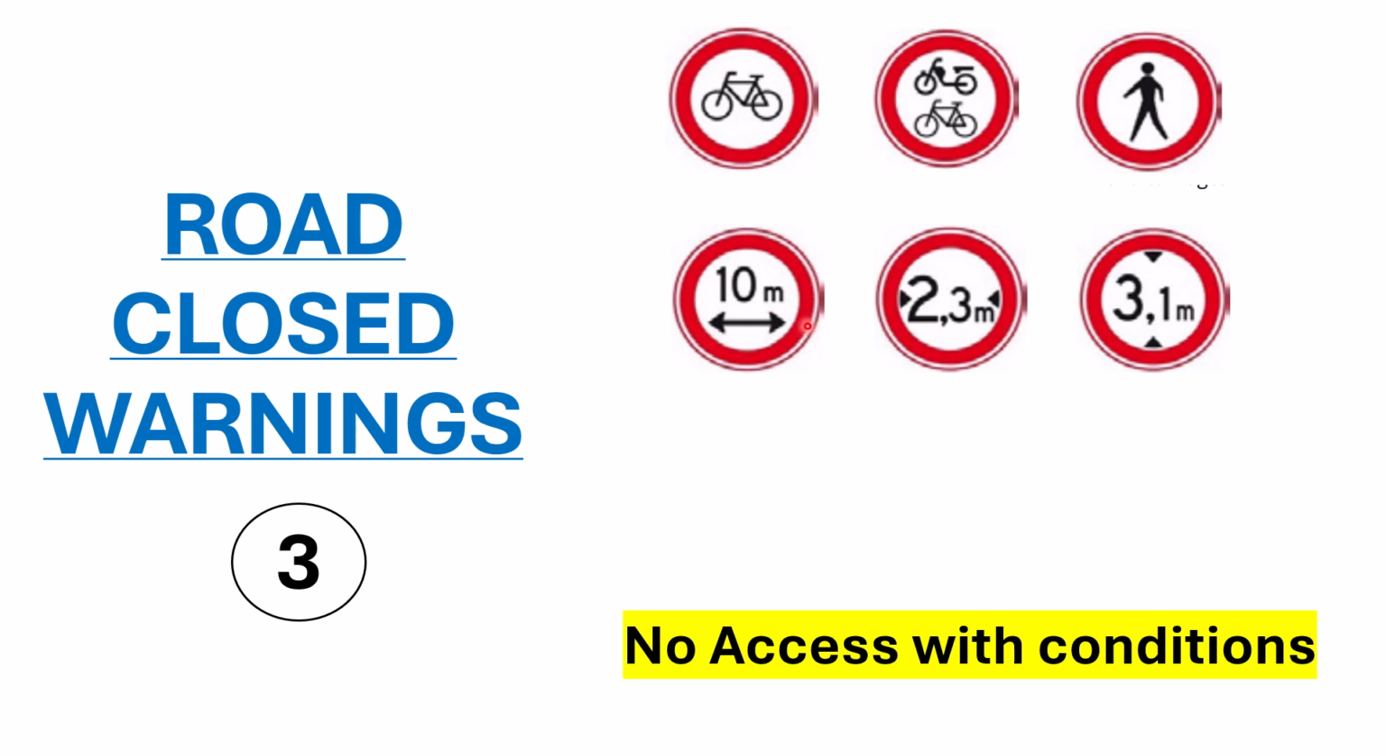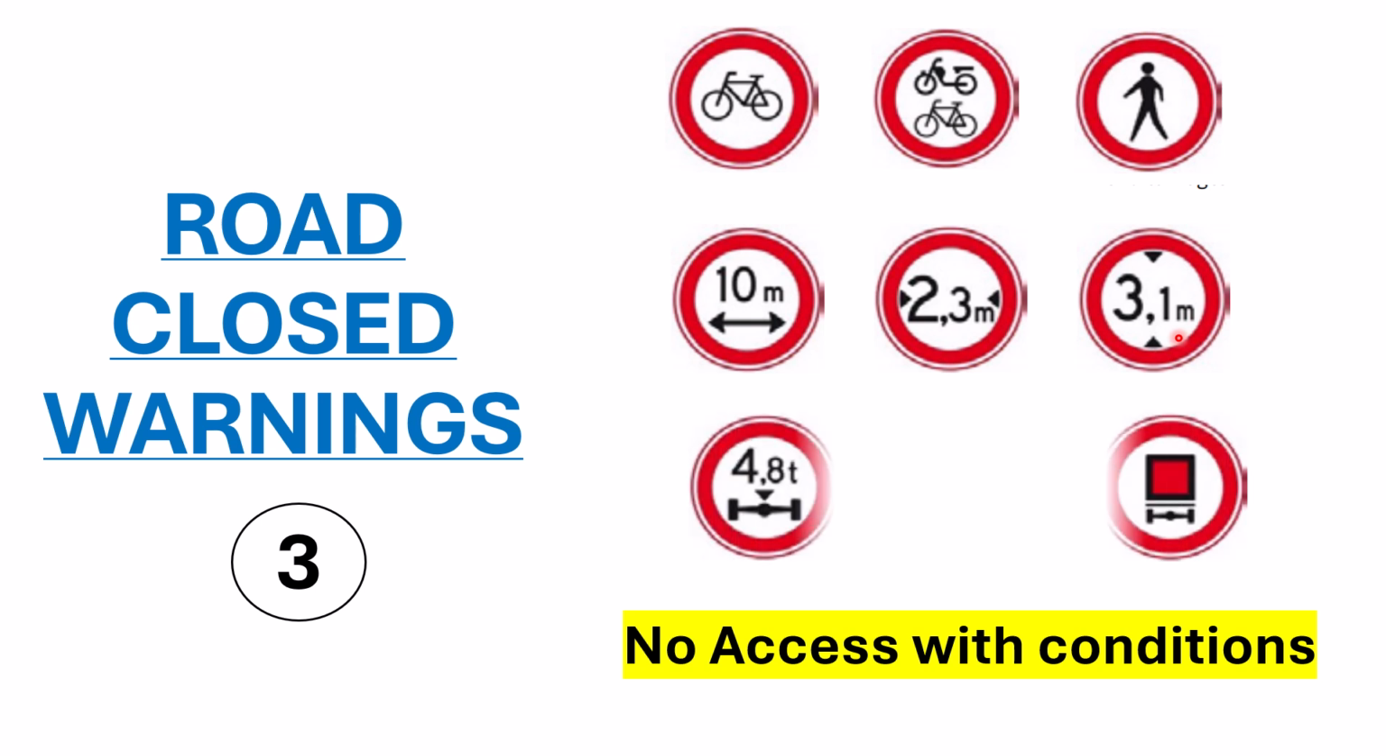If you see arrow signs on both ends, that represents the length of the vehicle, and if the vehicle is more than 10 meters in length, it is not allowed to enter that particular road with this signboard. And if you see this signboard with 2.3 meter and these arrow signs, it means if your vehicle's width is more than 2.3 meter, it is not allowed to enter that particular road. And if you see these arrow signs above and below, it represents the height of the vehicle. If your vehicle is more than 3.1 meter in height, that is also not allowed to enter that particular road.